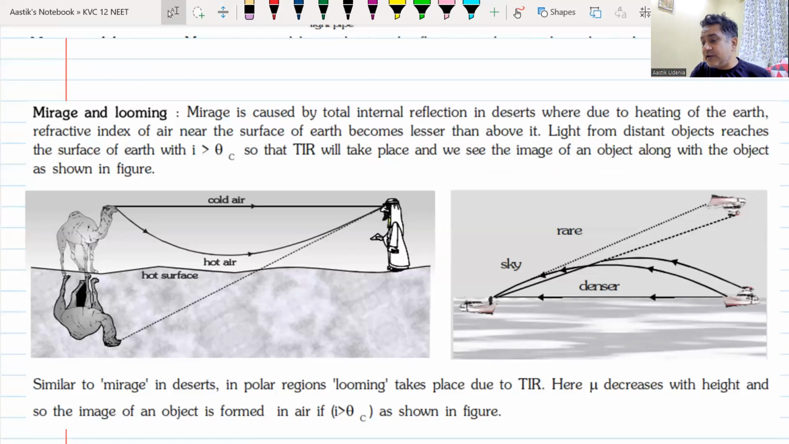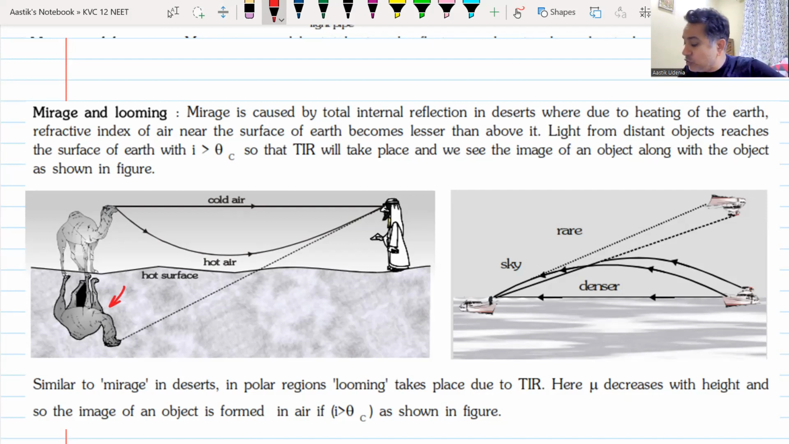Then the third phenomenon, you have noted this down? Third phenomenon is mirage and looming. Mirage happens in deserts where you see images of objects on the hot desert sand. You might have heard about mirage. And it looks like water.